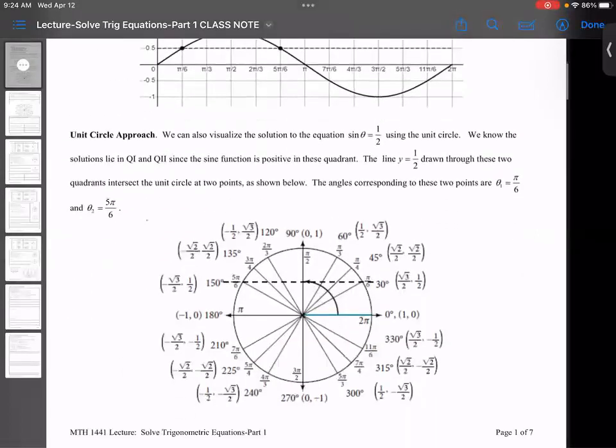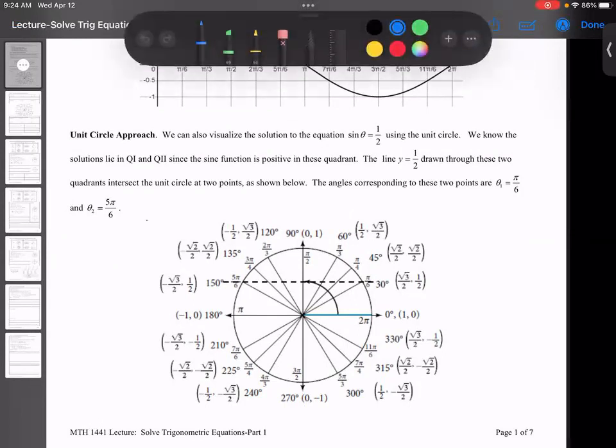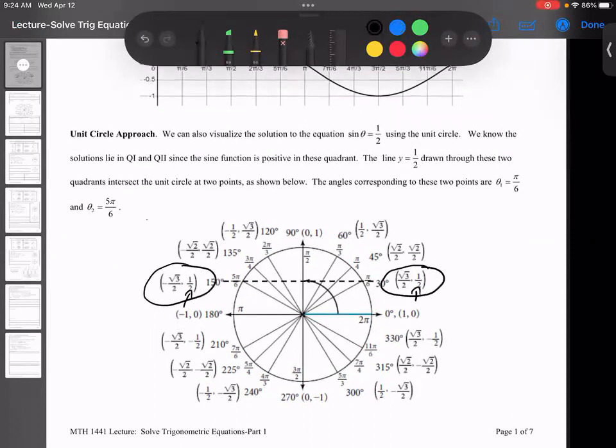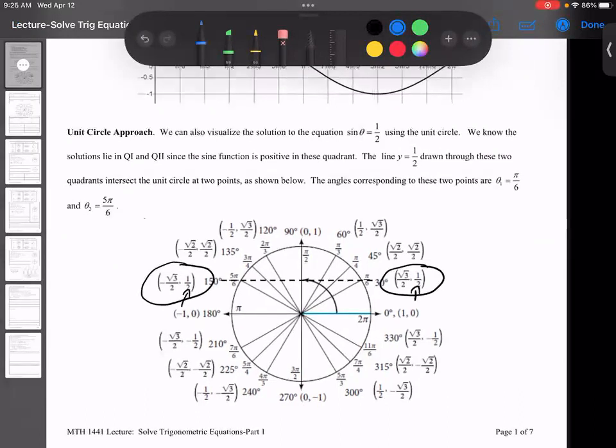Well, you look it up: 1/2 is positive, so you're going to look at quadrant 1 and quadrant 2. For 1/2, you see a little dashed line there in black. Apparently the angle is pi over 6. One of them, let me denote in blue, is pi over 6. And the other one is 5 pi over 6.